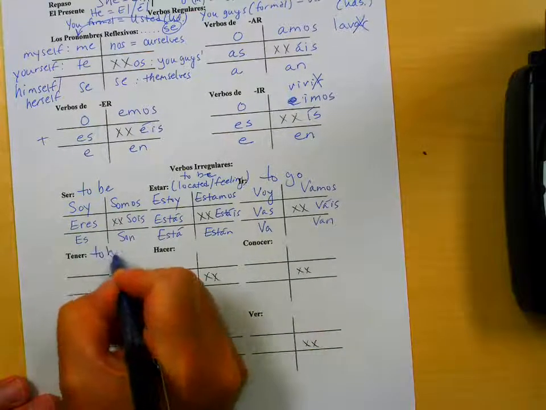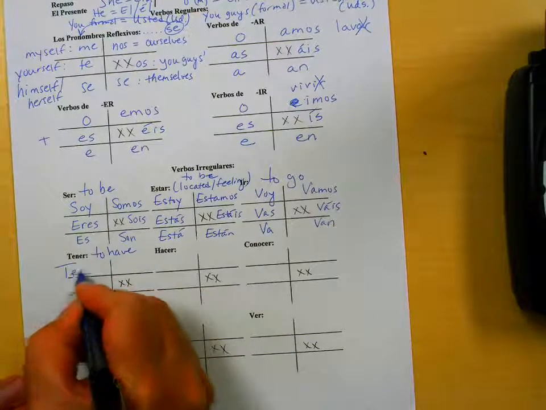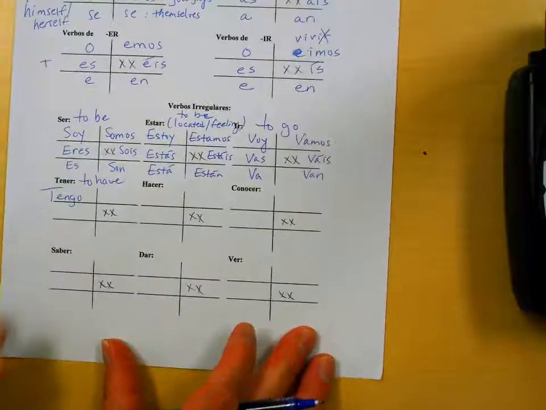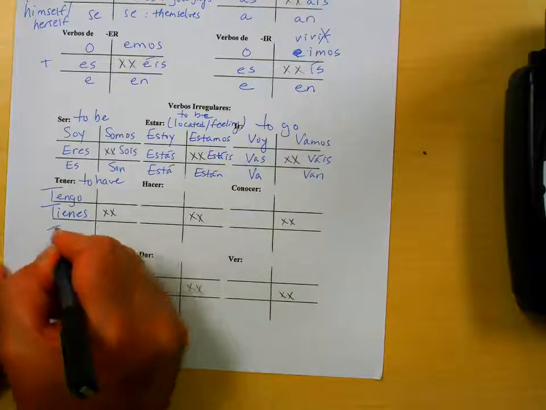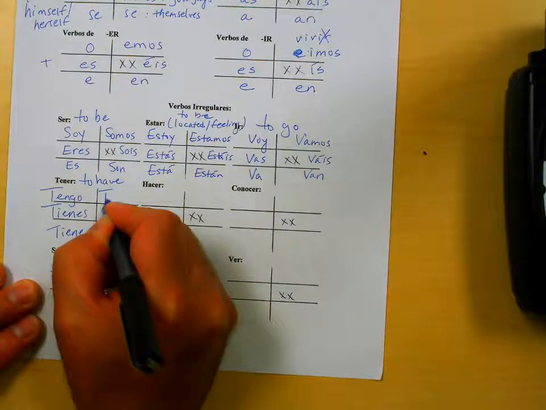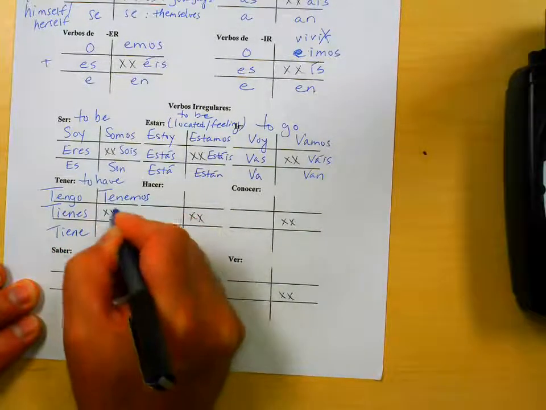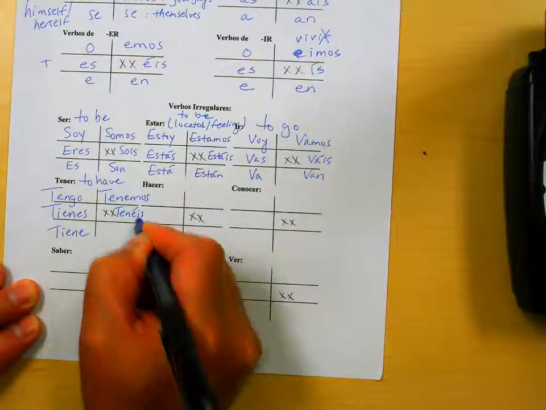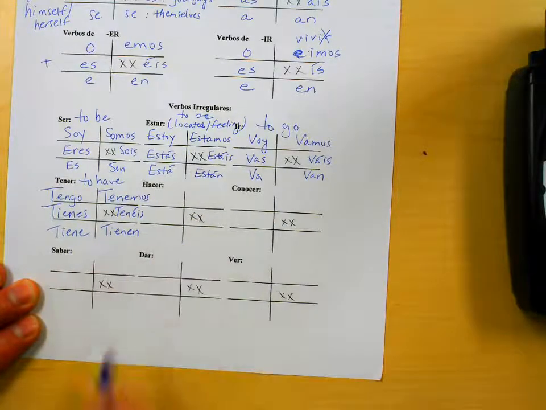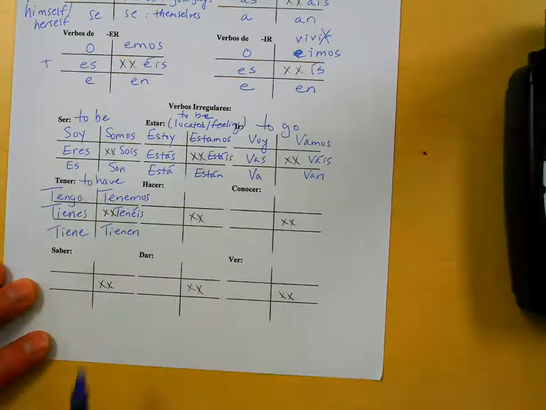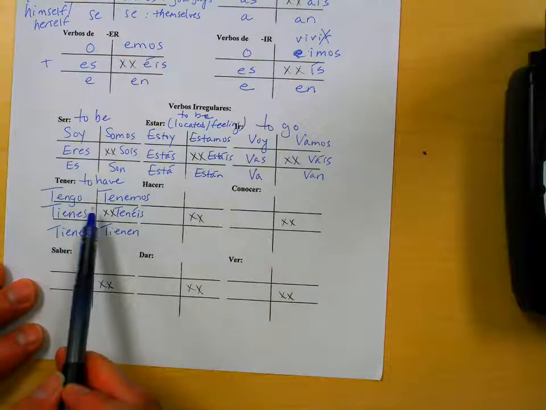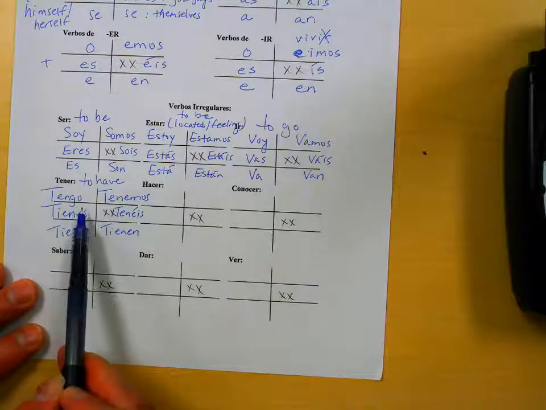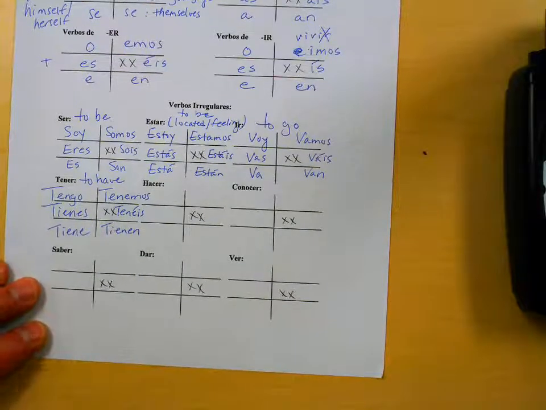Tener is our verb to have. The forms are tengo, tienes, tiene, tenemos, tenéis, tienen. That one's a little weird. The E changes to IE in the shoe section right here, but then everywhere else it doesn't.